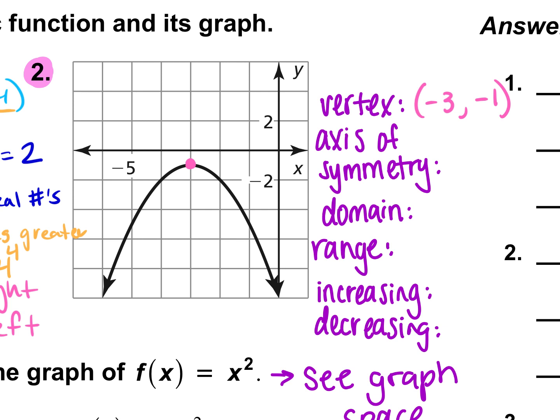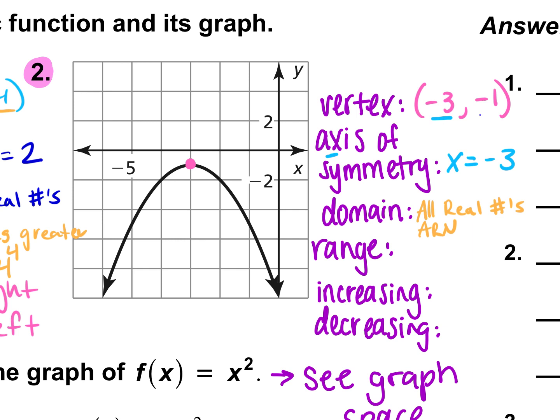All right, axis of symmetry is x equals, what does our x equal? -3. Domain is what? All real numbers. No matter what. You can say all real numbers, or you can say ARN if you want to abbreviate. All real numbers. Our range.